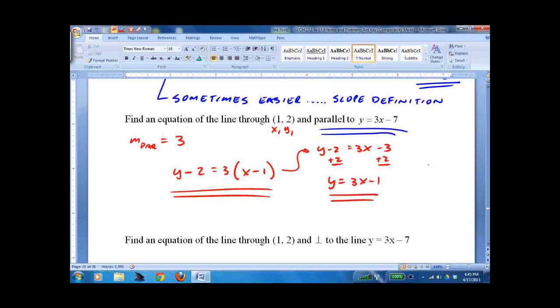Oh, now I can graph it. It's negative 1. It's up 3. So now I can graph it, but I mean, this is done. That's the equation of a line. Nobody said I had to put it in slope-intercept in this case. So, pretty much done.